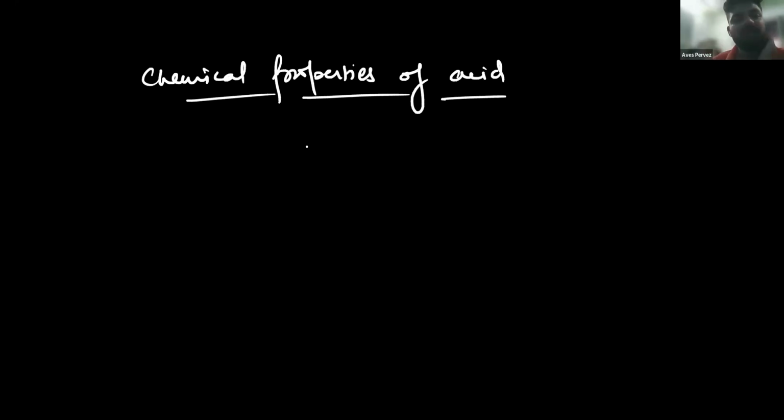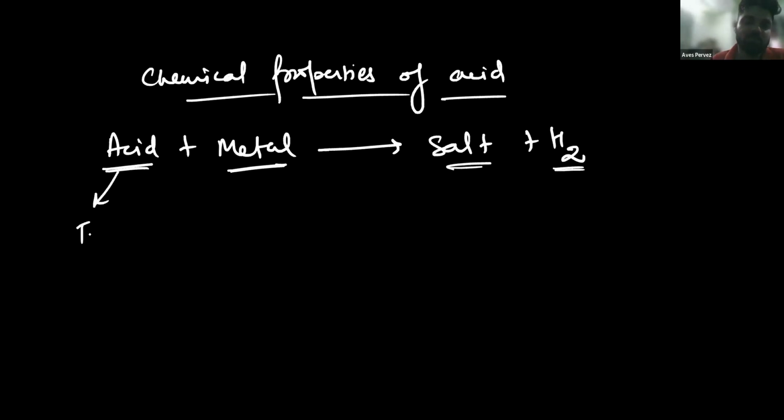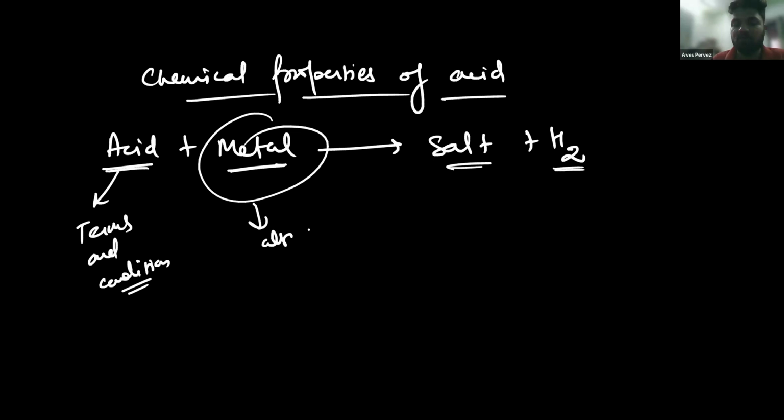Okay, so let us start chemical properties of acids. So first of all, acids when they react with metals form salt plus hydrogen gas. You are very much familiar with these reactions because we have also studied them in metals. There are some terms and conditions for both acids and also for metals.